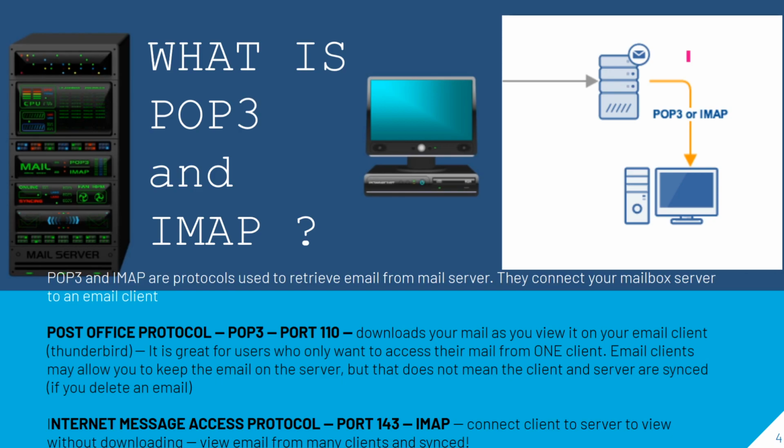POP3 and IMAP are protocols to receive email from a mail server. In this graph, we see the last one we sent to the server using SMTPS, and now we are using POP3 and IMAP to receive off the server. The Post Office Protocol uses port 110 by default, and it downloads your mail, whereas IMAP, port 143, will sync your mail.